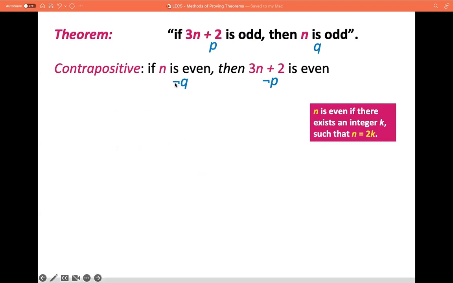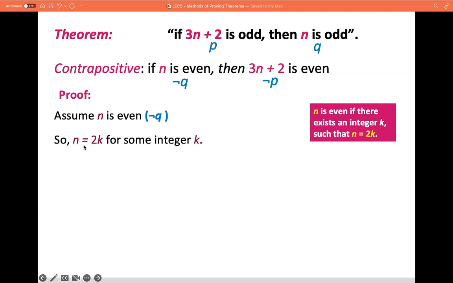So we have its contrapositive, not Q implies not P, and we will start with not Q, which is n is even, assuming that this premise not Q is true. So assume that n is even. By the definition of an even number, n is even if there exists an integer k such that n is equal to 2k. So n will then be equal to 2k for some integer k. Assuming that not Q is true, we will prove not P is also true.